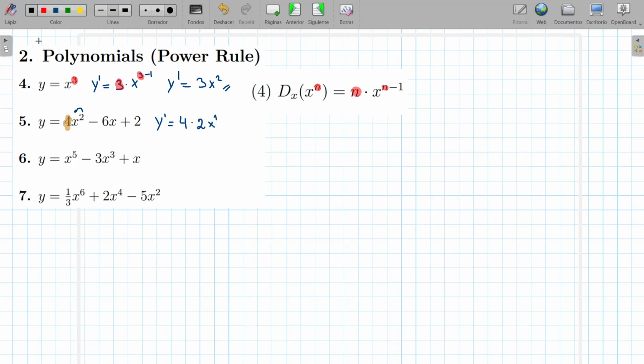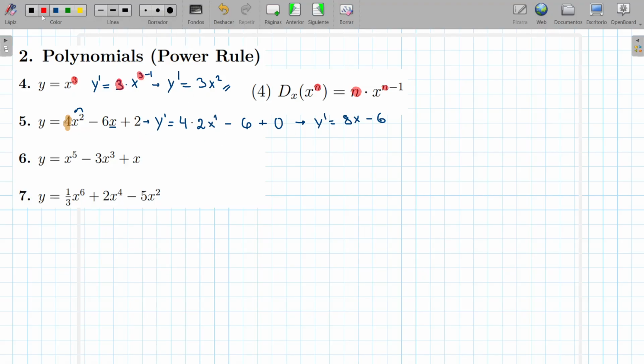We do the same with the rest of the exercises. So we have minus 6x. So now it's just minus 6 because the derivative of x is 1. Please remember that. And we got the derivative of 2, which is just 0. Now, if we continue with this, 4 times 2 is just 8. And we just copy the x. Minus 6, minus 6. So as you can see, here let me put an arrow to make it more organized. So as you can see, we finished this derivative.